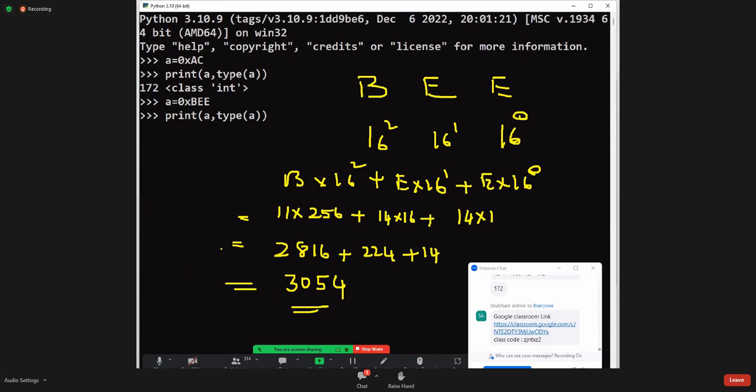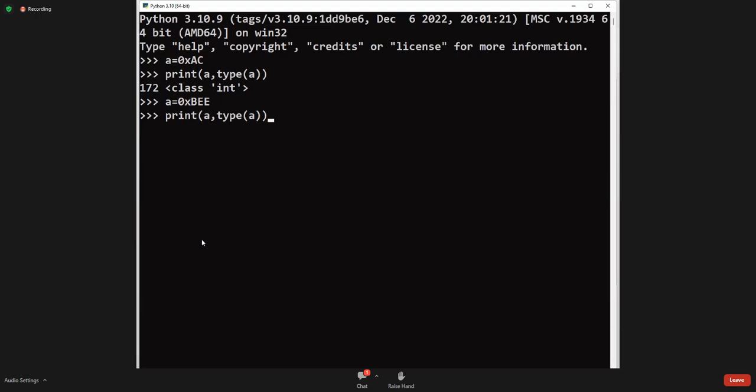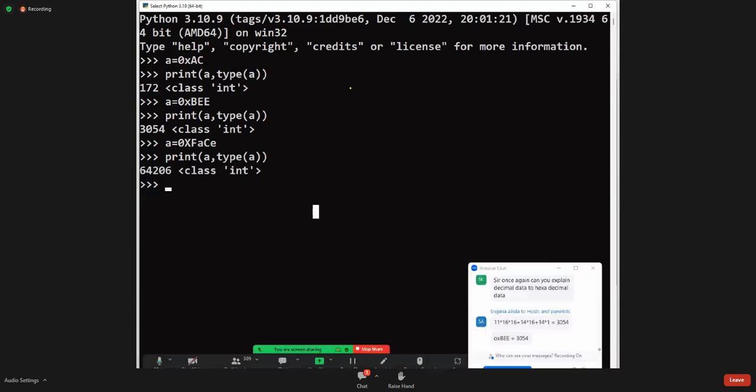Did you understand this? Right, this is the value of A we are going to get. Getting my point? So you print that, 3054. Now I'm writing A is equal to 0XFACE, one upper letter, one lower letter, because it is preceded with 0x. That matters a lot. Print of A is going to print 64206. You know how to write that, FACE, students.